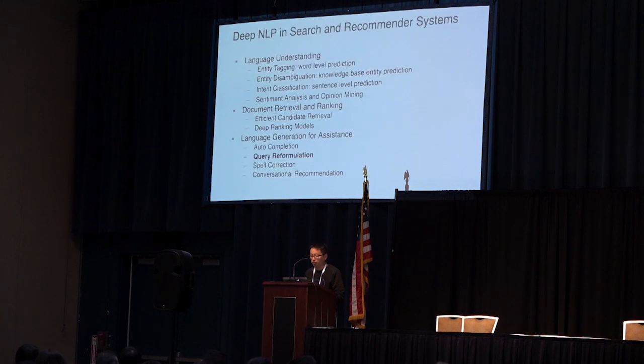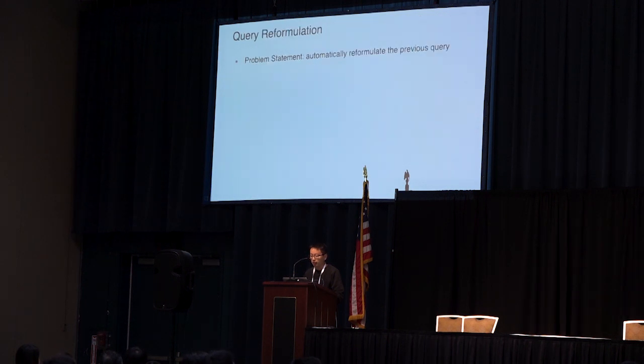This is the reference. Okay, the second topic is query reformulation. In this topic, there is no modeling of the characters, and this is also one of the reasons it can beat the traditional method significantly. The goal of query reformulation is to provide better suggestions of the query automatically.